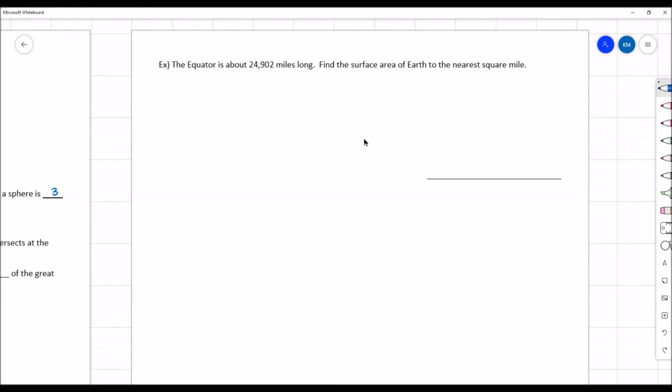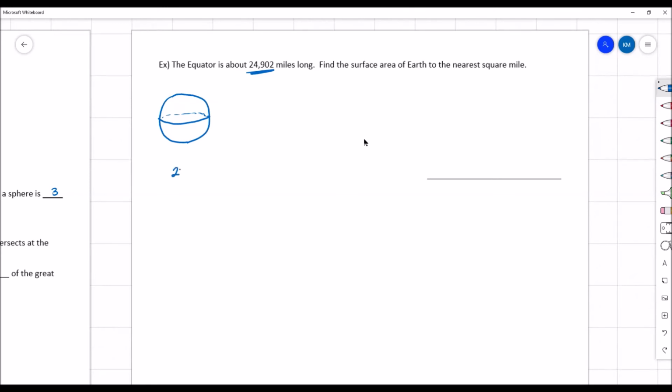So here's what we do with this. They've given us the circumference of the Earth. Right? It's called the equator, but when we think about that, that's the circumference of the great circle. So they've given us the circumference, and so what we have to do is, knowing that our circumference is 24,902 miles long, we can find the radius of the Earth. Remember, that's the only variable thing in our surface area formula.